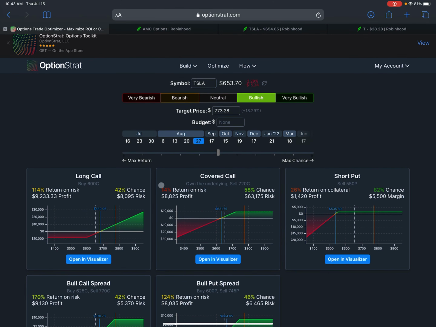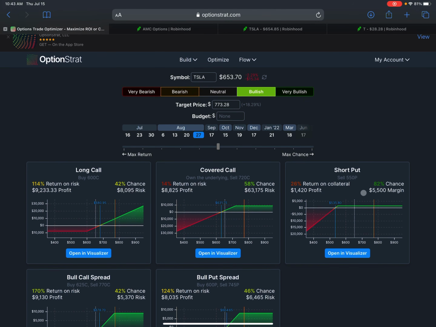Over here, I never really look at the ones with a lower chance. I try to pay attention to ones with a higher chance of return. So here it gives you an idea where you can sell a put at 550. If you're selling a put at 550, your chance of return is about 82%, and your profit is $1,400.